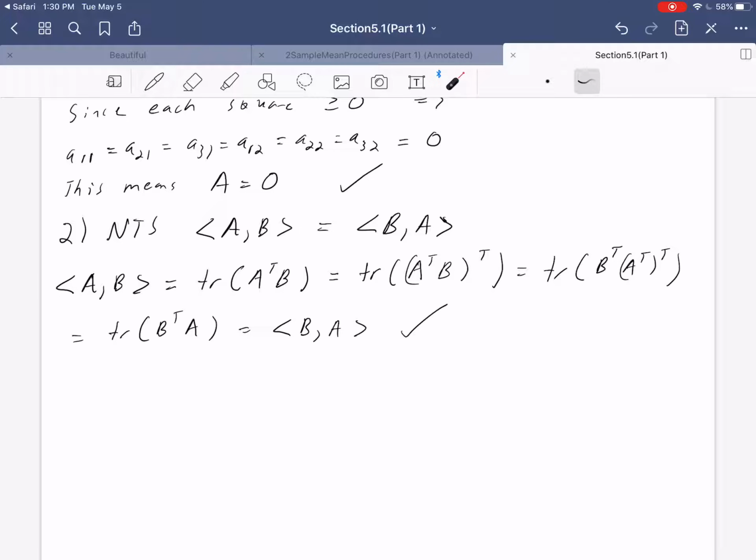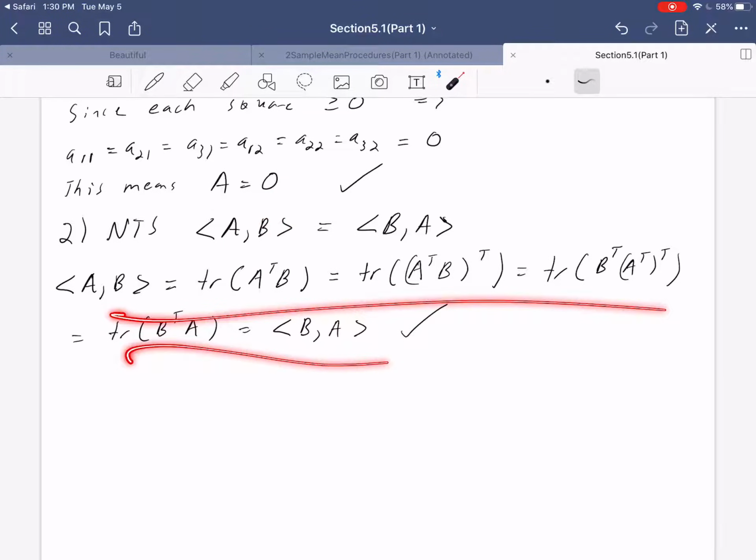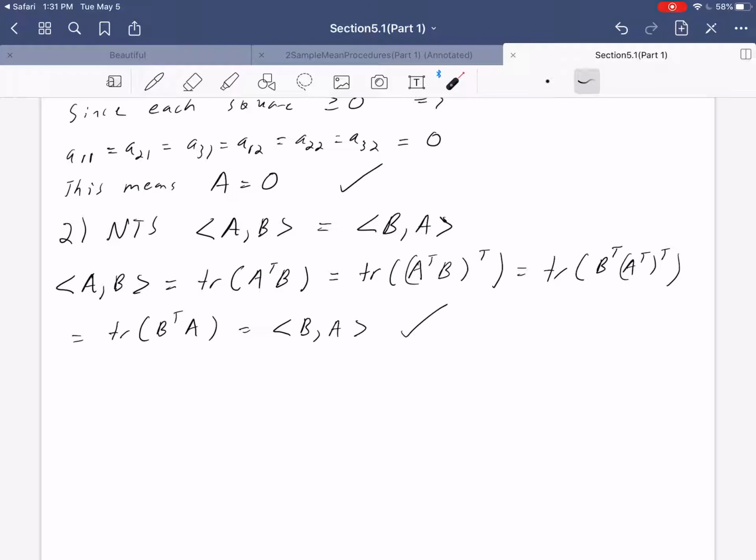Sure. If you guys want, on your own, define A to be A11, A12, A21, A22, A31, A32, B in the same manner, and you can just manually show this. It'll be a bit messier because there'll be all these elements all over the place, but you can show it.